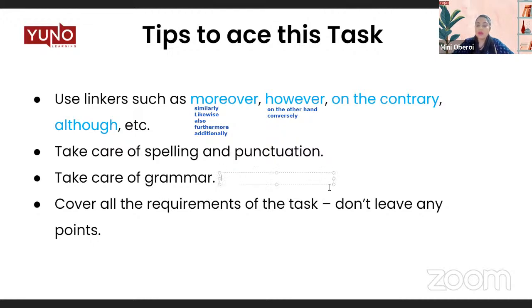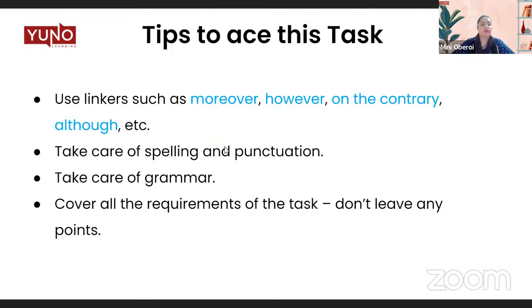Now, when I talk about grammar, we must be careful about the tenses in the first place. If we are using incorrect tenses, especially when it comes to maps, students forget to observe the timeline. That is the place where they make blunders, right? And cover all the requirements of the task. Do not leave any point unanswered.